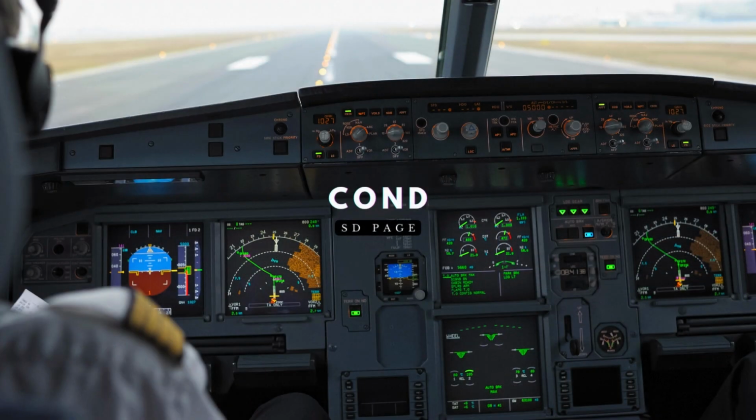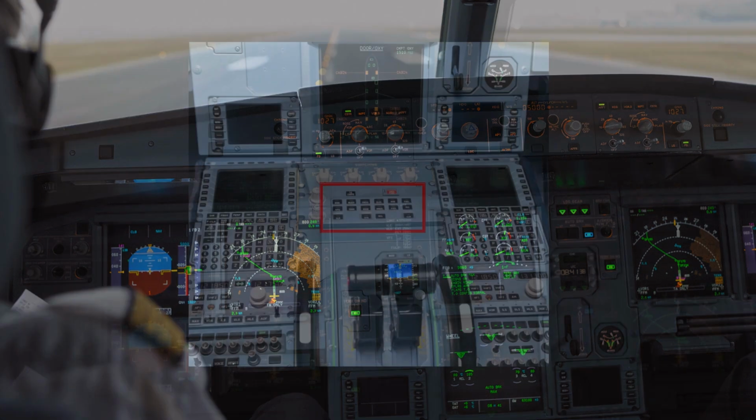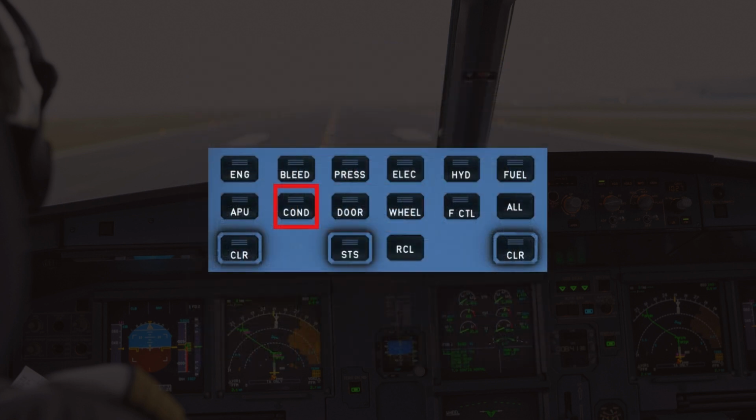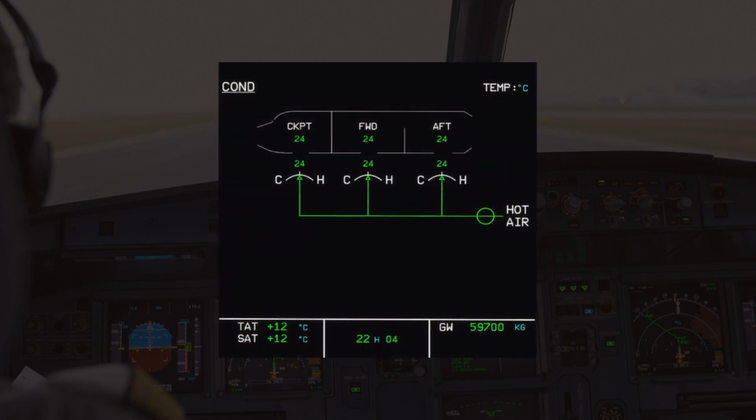Today, we're diving into the system display page for the air conditioning system. Now, to display any SD page onto the ECAM, we must use the ECAM control panel. And to display the conditioning SD page, we can go ahead and press the COND push button. Let's go through each part of the SD page one by one.